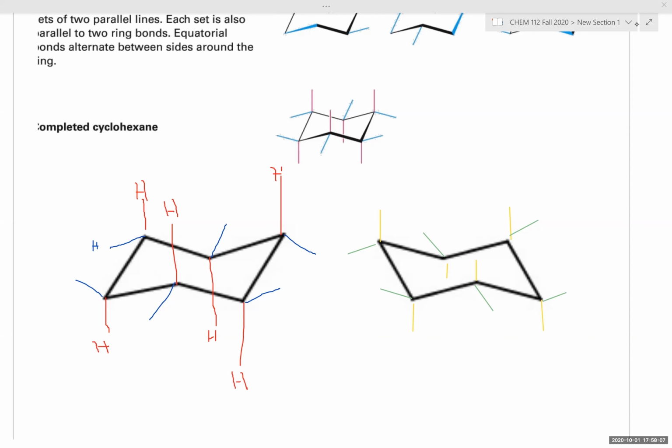Does this make sense to everyone? Is everyone comfortable drawing cyclohexanes? They're going to be the centerpiece of our discussion, and these chair conformations are going to be the centerpiece of our discussion. So you should be able to draw them efficiently and accurately. Wonderful.